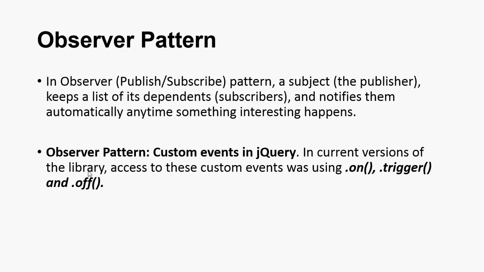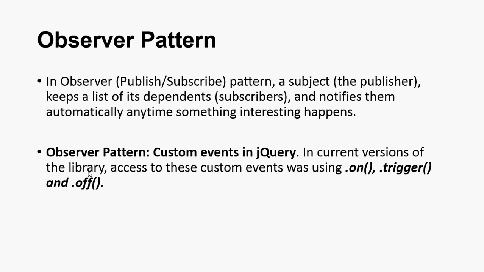Okay, now let's look at the observer pattern. In jQuery, the observer pattern also comes with a publish subscribe pattern, and a subject which works as a publisher keeps a list of its dependents, who are the subscribers. Once the subject's state changes, or something happens in the subject, it will notify the dependents, who are the subscribers, and the subscribers will then do something according to this notification.